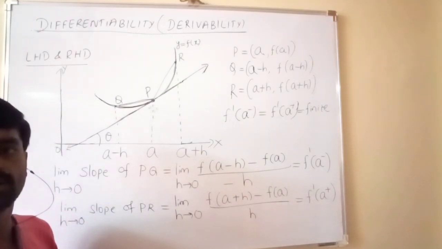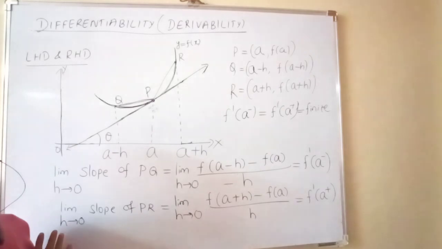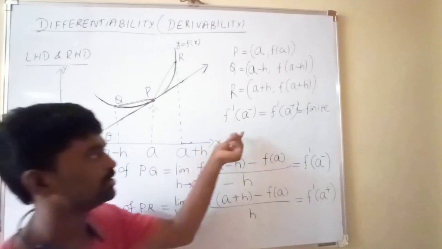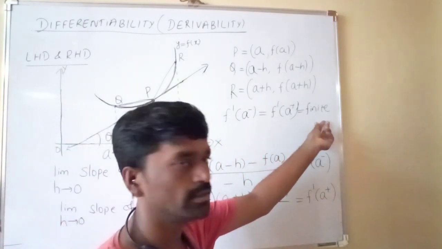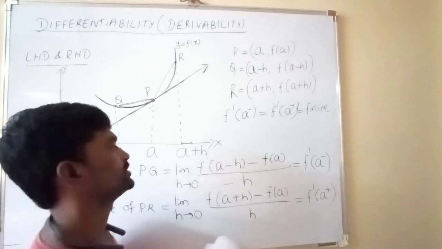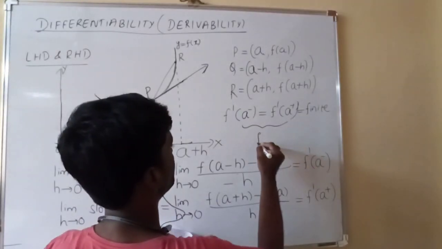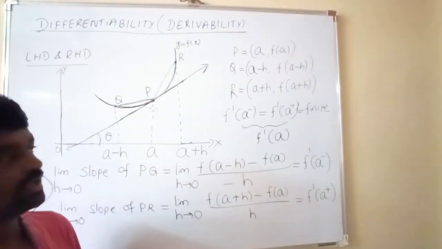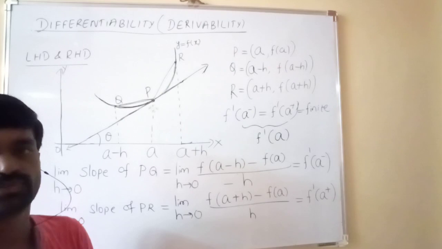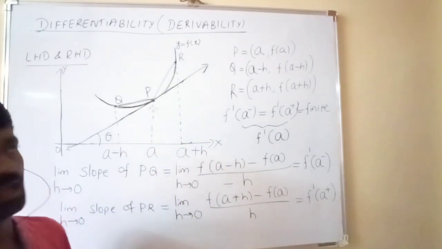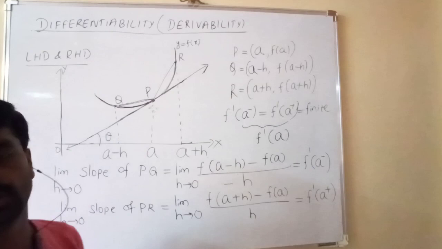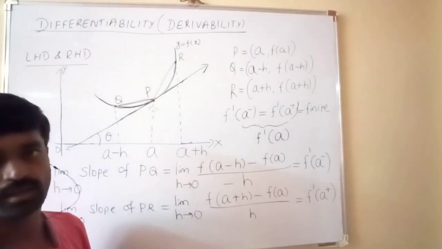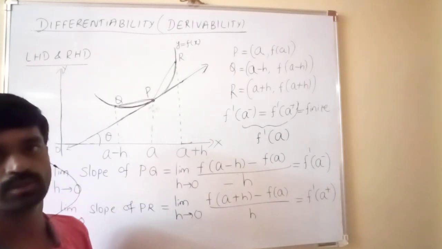This is the geometrical meaning of the derivative of a function, both left hand derivative and right hand derivative. So if both the left hand derivative and right hand derivative are equal and finite, then we say that f is a differentiable function at x is equal to a, and that common value is denoted by f dash a. So f dash a exists, and it gives the slope of the tangent to the curve at P, (a, f(a)). So this is the geometrical meaning of the left hand derivative, right hand derivative, and derivative of a function.